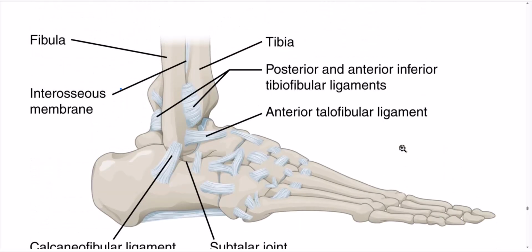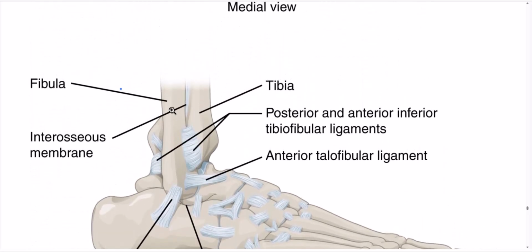This is more from a lateral view, and we can see the fibula coming down and attaches. Now the fibula comes down and attaches, and this extension right here is called the lateral malleolus. And on the other side, the tibia comes down the other side of the talus and forms that medial malleolus.